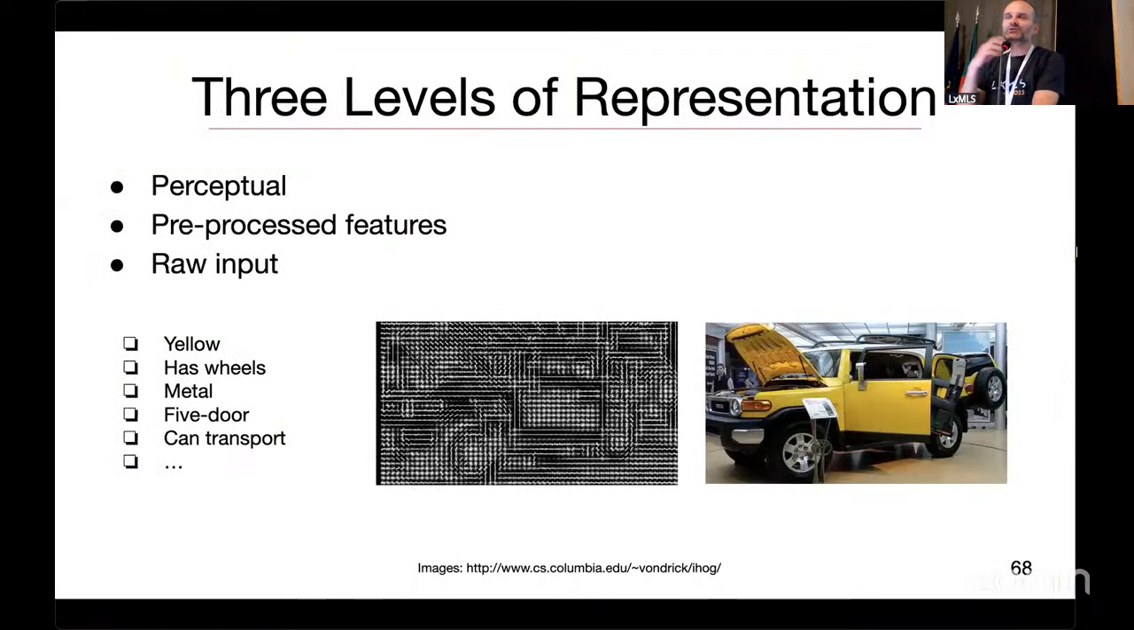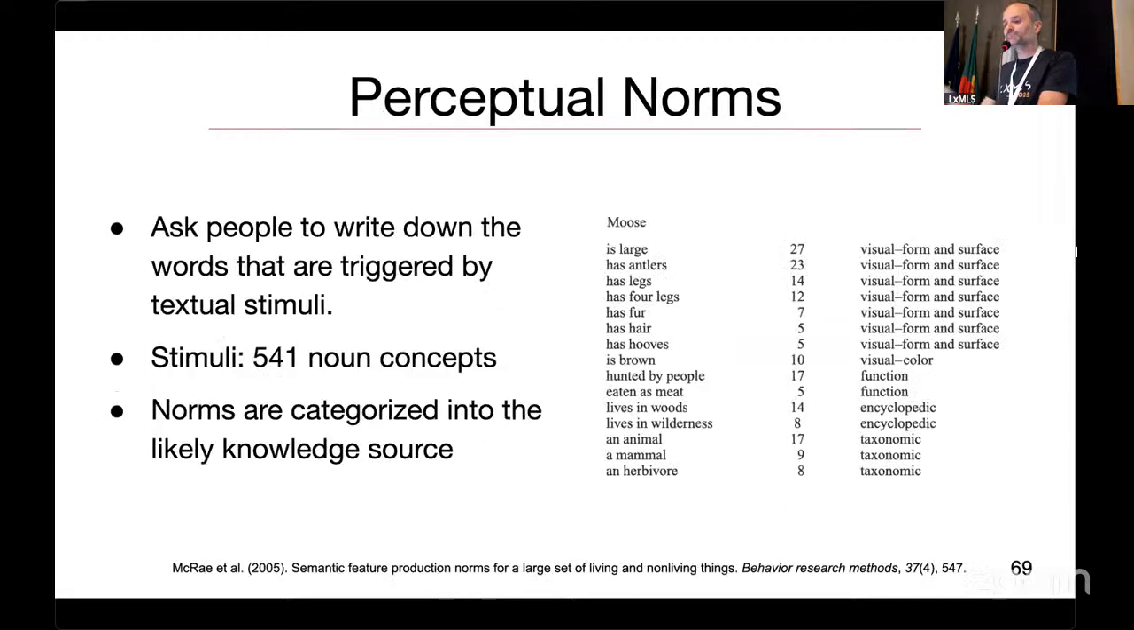I think there are three basic levels of representation that we use or can use in vision language models: perceptual representations, pre-processed features, or raw inputs directly. Perceptual norms are a really old school approach to asking people to describe the properties of objects. Ken McRae and colleagues asked people to write down the words that were triggered in them by a textual stimulus. Here's an example of the top words that were triggered by the word moose. For example, that it's large, or it has antlers, or it has legs.